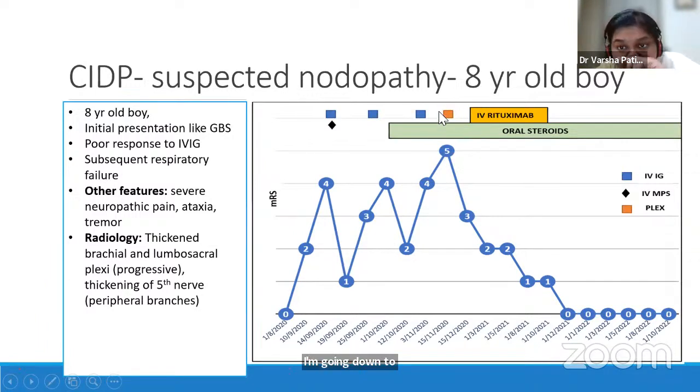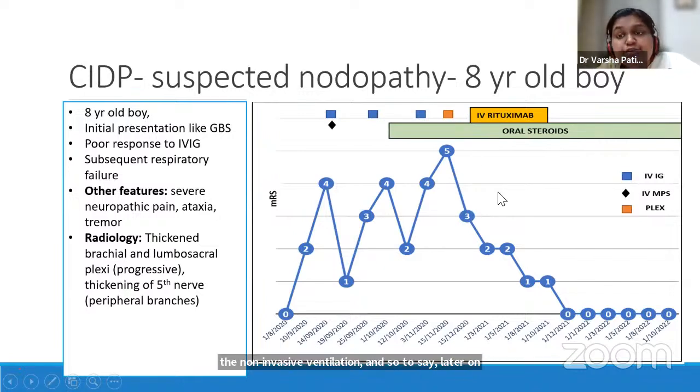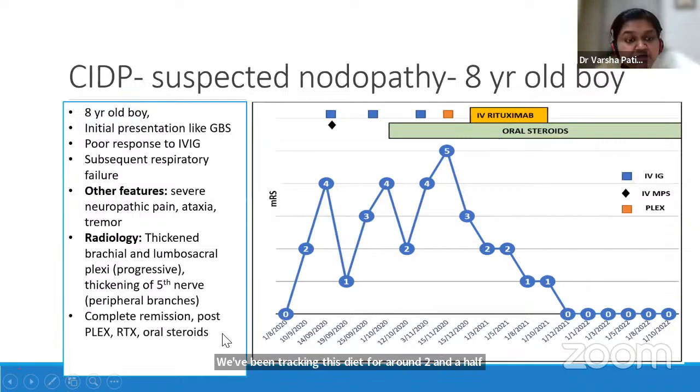And that's the time when we did plasma exchange on him. We gave him two cycles of plasma exchange, and he came out of it. He came out of the non-invasive ventilation, and later on, we gave him rituximab and oral steroids. We've been tracking this child for around 2.5 years, and now he's absolutely in complete remission.